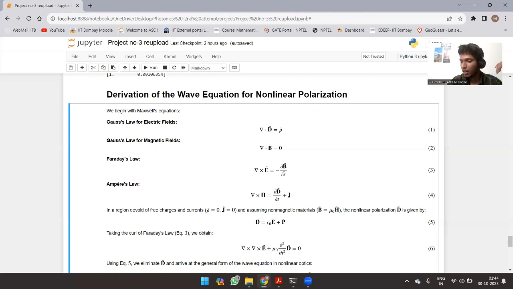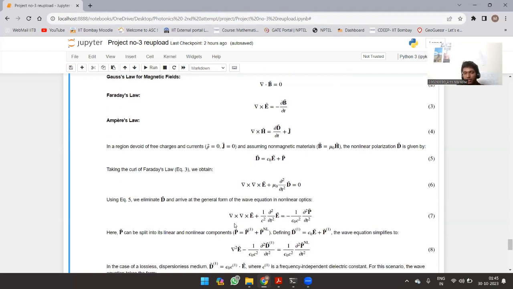And now you can interchange the del operator and the partial by partial t operator, and you get partial by partial t of del cross b. And instead of b, you can write it as mu naught times h for non-magnetic materials, and you substitute del cross h as in that equation, and you finally arrive at this equation. And you can write the d vector as epsilon naught times e vector plus p vector, the polarization vector. And you can write this for the nonlinear materials.